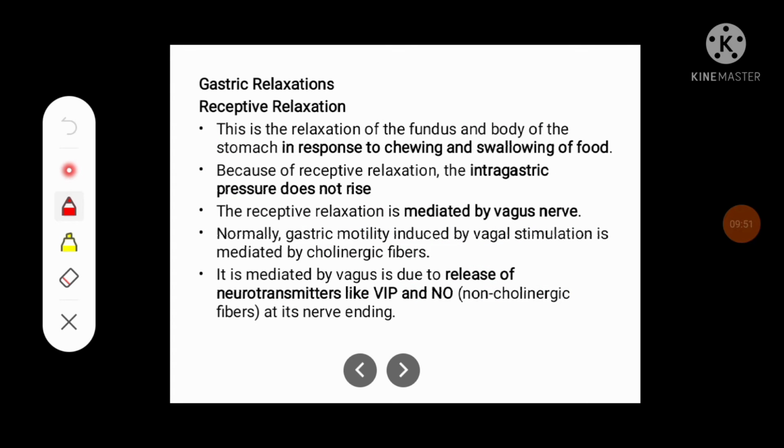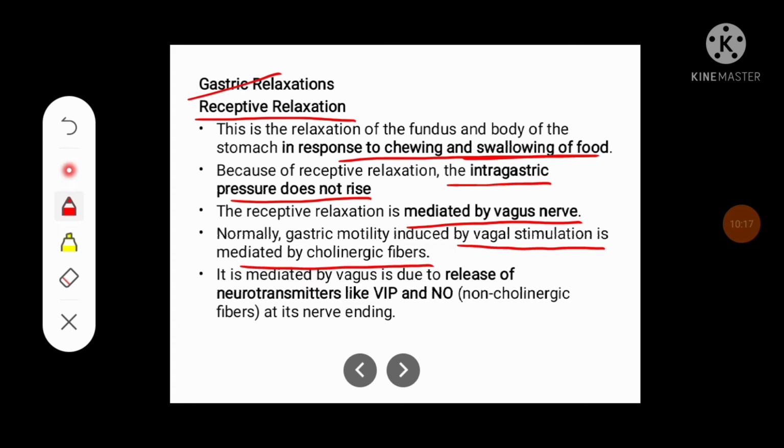Gastric relaxation. Initial receptive relaxation. This is relaxation of the fundus and the body of the stomach in response to chewing and swallowing of food. Because of the receptive relaxation, intragastric pressure does not rise. The receptive relaxation is mediated by the vagus nerve. Normally, gastric motility induced by vagal stimulation is mediated by cholinergic fibers. Here, it is mediated by the vagus due to release of neurotransmitters like VIP and nitric oxide, that is, non-cholinergic fibers at its nerve endings.